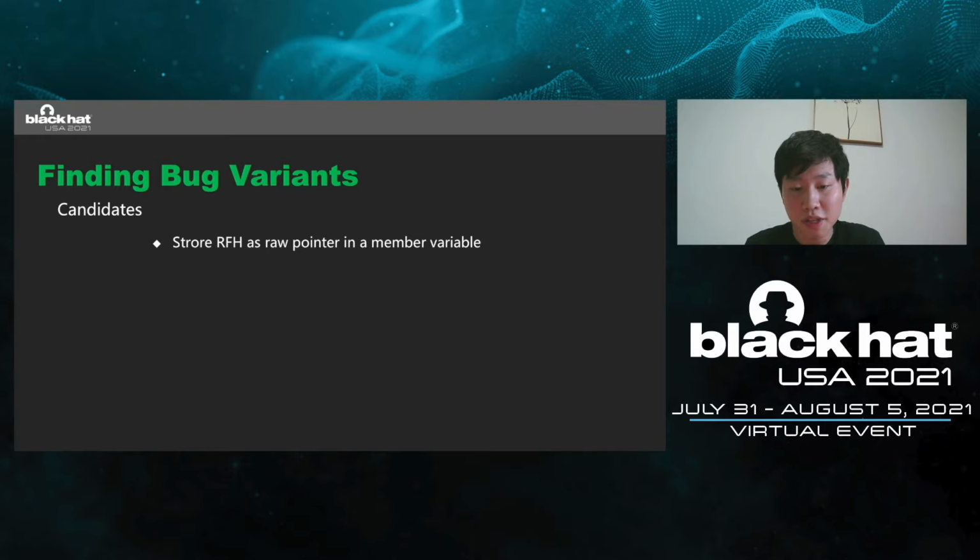This bug pattern can be described in one sentence: any class storing RenderFrameHost as a raw pointer in a member variable could be vulnerable. Thus, a simple grep command throughout the codebase can get the corresponding results. However, this description is too broad to reduce false positives to an acceptable range, so we need to add more specific constraints.